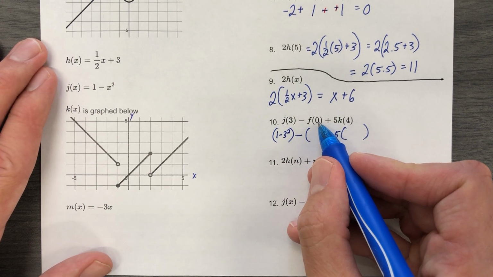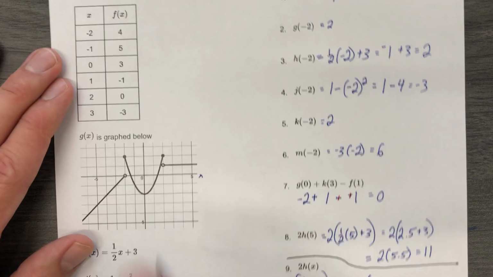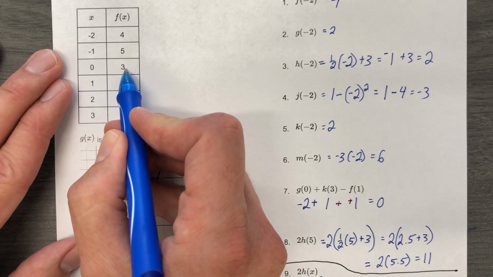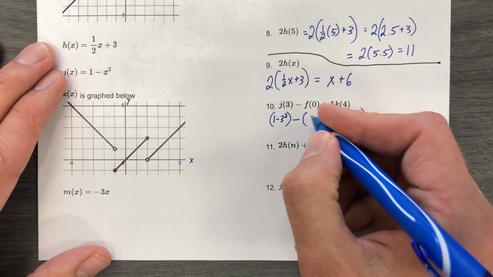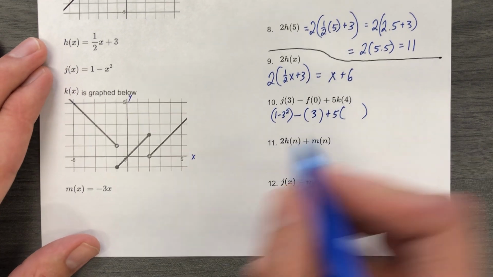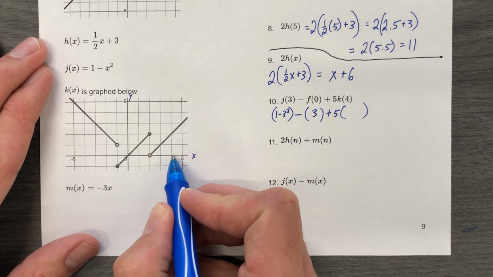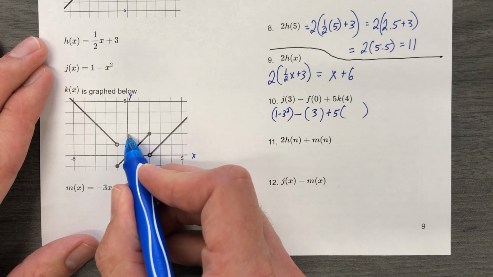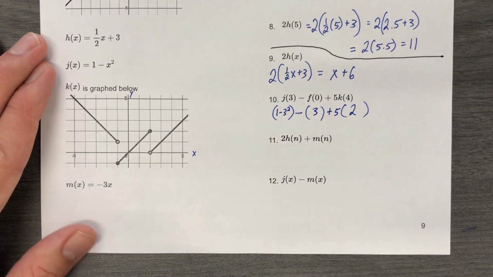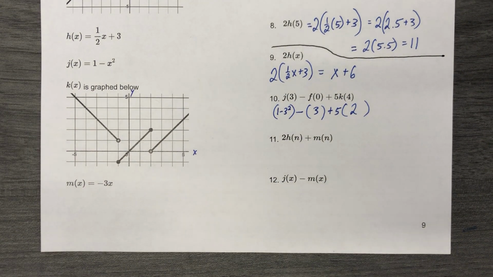f of 0 is 3. And k of 4, say 1, 2, 3, 4, we're going to go up, find it, and it's going to be a y value of 2. Okay, we have a little bit of work to do, and it's not that bad.